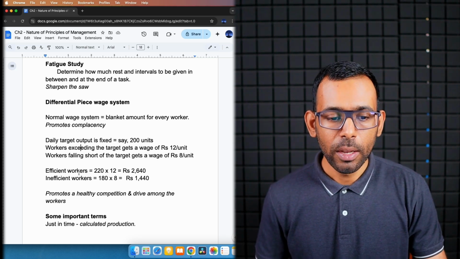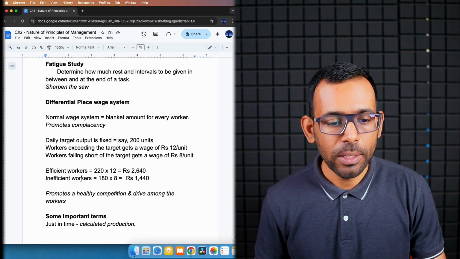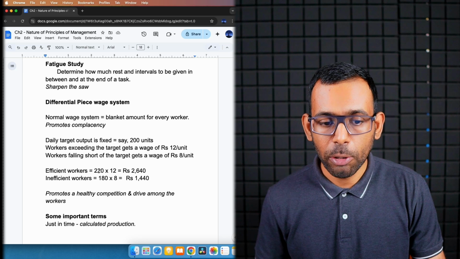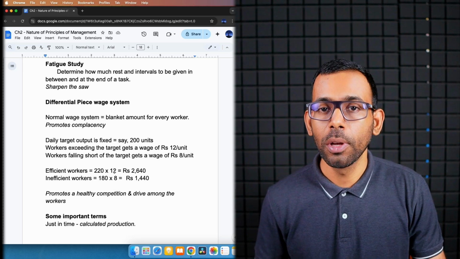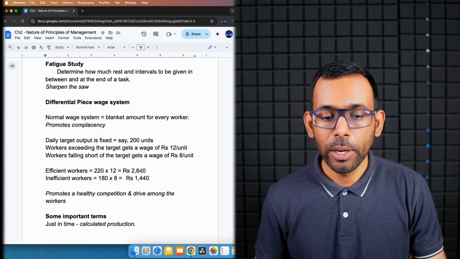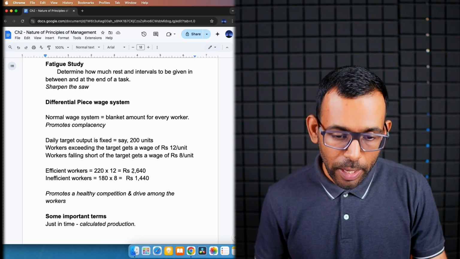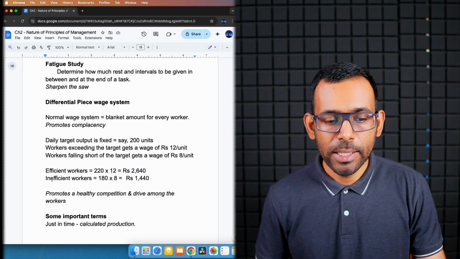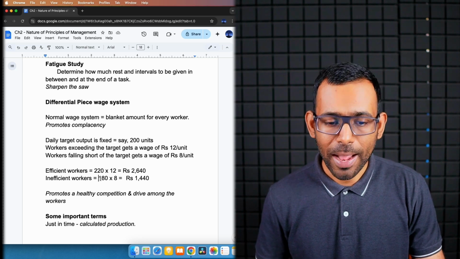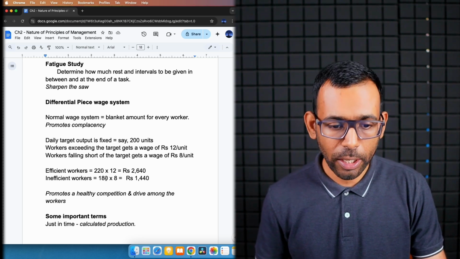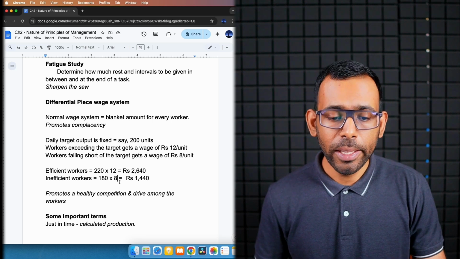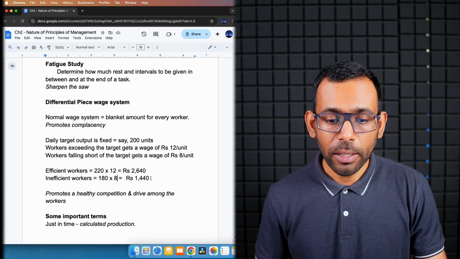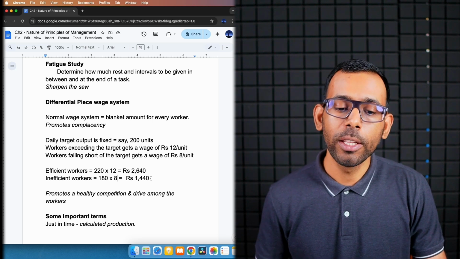Now let's say there is an efficient worker and there is this inefficient worker. The efficient worker makes 220 units of output, so he gets to earn 12 rupees per unit, thereby the wage at the end of the day will be 2640. And let's say there is this inefficient worker, he managed to manufacture only 180 units, and thereby he gets to earn only 8 per unit. Therefore his daily earning at the end of the day is only 1440.